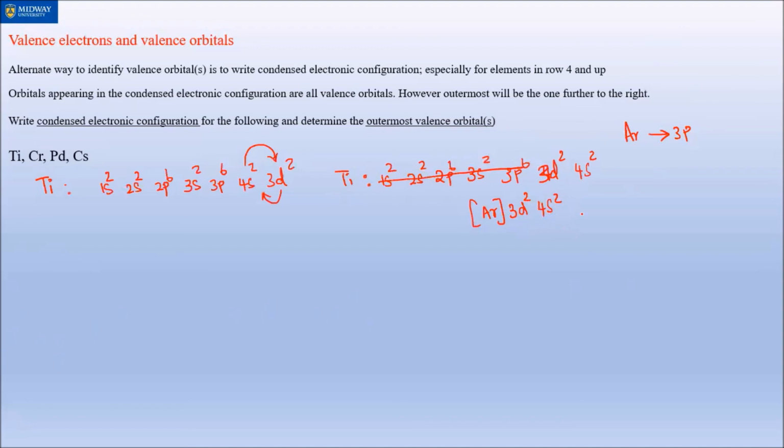So the question asks you to write the condensed electronic configuration. I have done it. And determine the outermost valence orbitals. Outermost, I guess in this case I should have asked you, but I have put plural, so what I'm really referring to is identify everything there is, and in this case we have 2, so it's 3d and 4s. That's what I was referring to in the question.